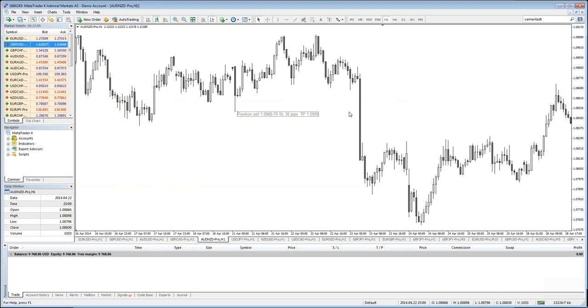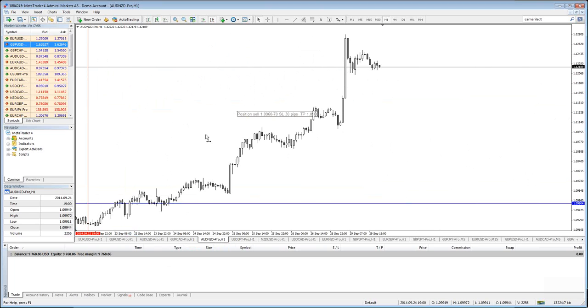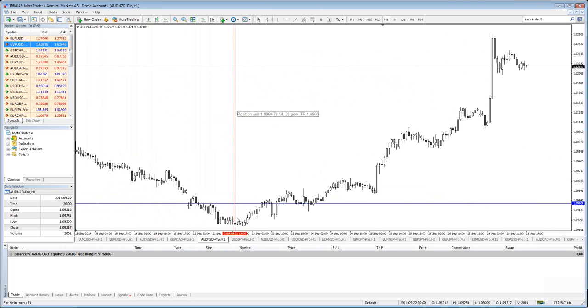AUD New Zealand, this was the level to sell. Exactly as you can see, the price has touched the level and then dropped 30 pips. As I was telling you, use your trailing stop, because afterward we had news, and this was very strong news, and you can see where the price went afterwards.